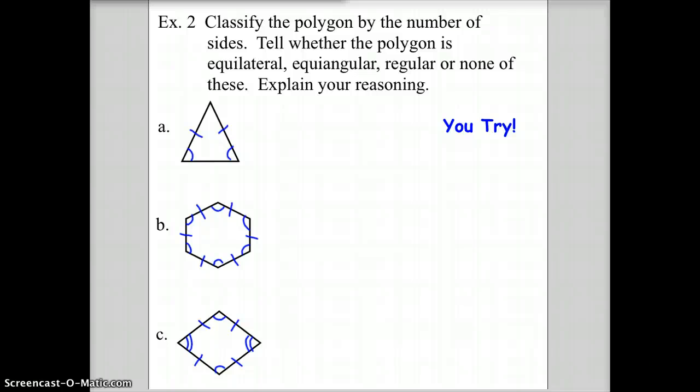Look at these figures below. Classify the polygon. So is it a trapezoid? Is it a rhombus? Is it a pentagon? Name the figure by the number of sides. Then tell whether it's equilateral, equiangular, regular, or none of the above. Make sure you explain your reasoning. Pause your video now.